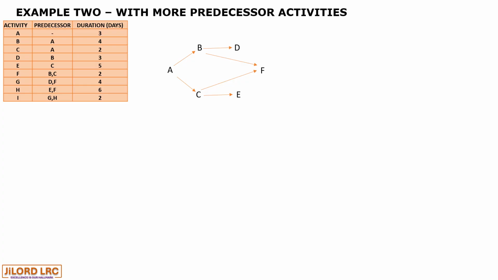And activity G, H, and I all have predecessors. So for activity G, it has a predecessor of D and F, and activity H have E and F as its predecessors. So we have the linkages. And activity I has predecessors as G and H. So this is how our network diagram should look like.